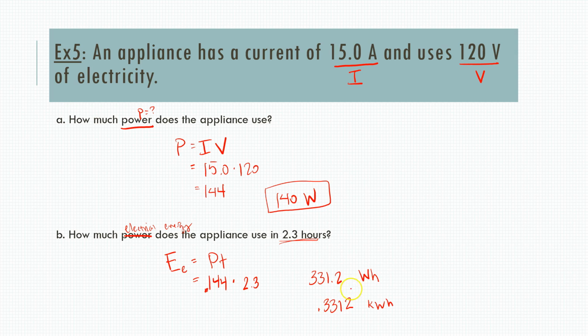But now we need to look at sig figs. I can still only have 2. So that would be 0.33 kilowatt hours.